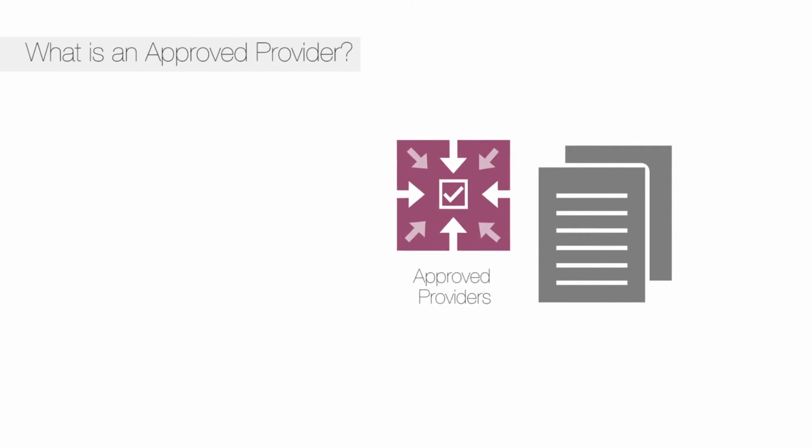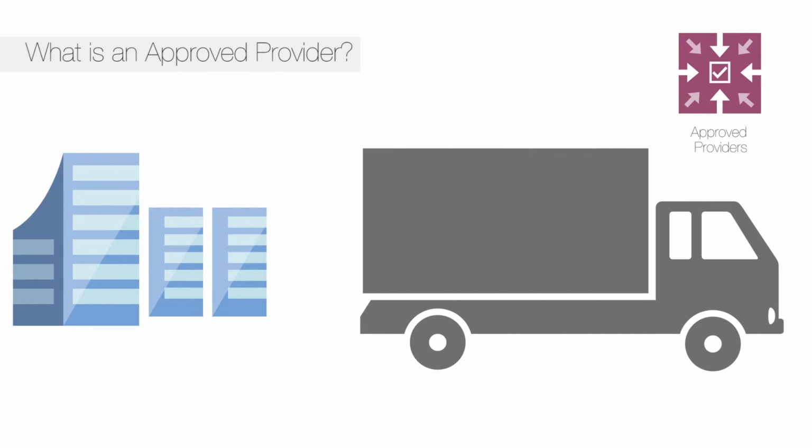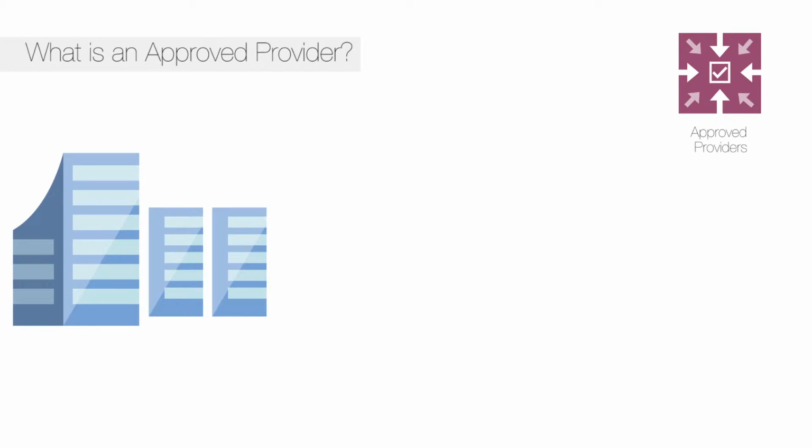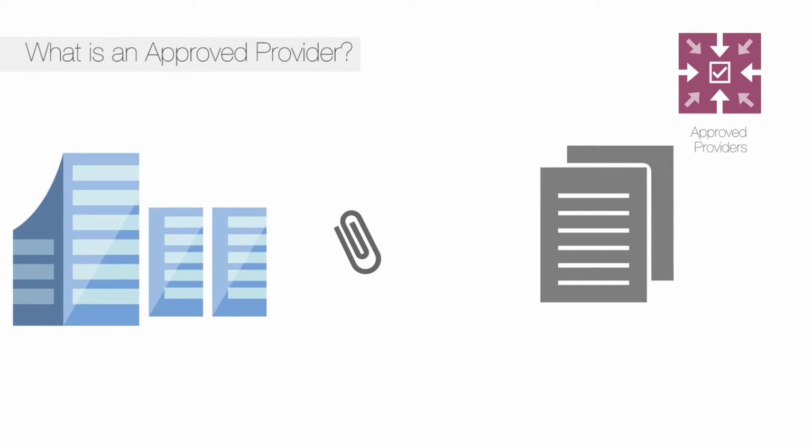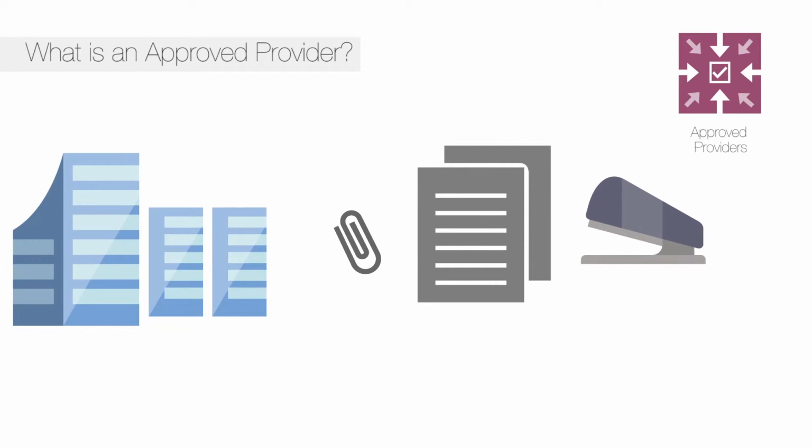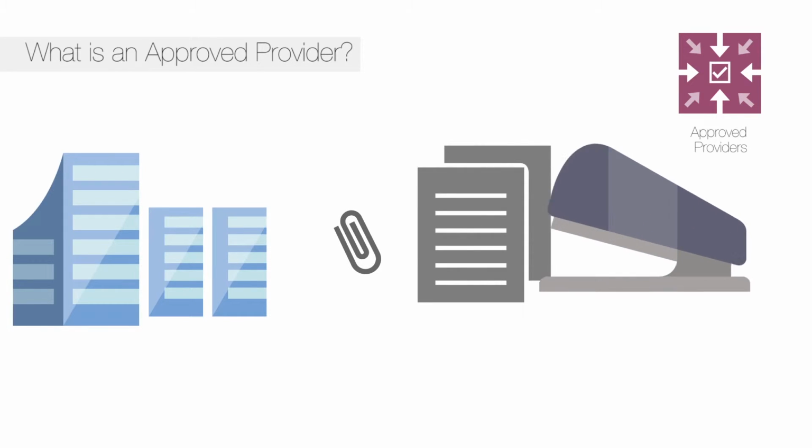It should be noted that an approved provider list is to be used for suppliers whose product or service is of significant use to your organisation. For example, a stationery supplier would not be essential to list unless your organisation's main focus is stationery.